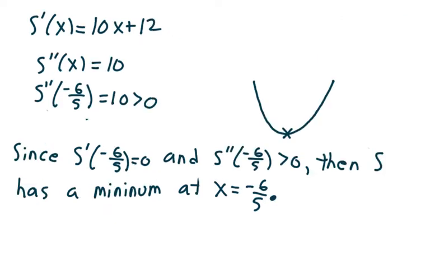And then starting with the derivative, I'm going to take the second derivative. I get 10. And I'm going to plug negative 6/5 into the second derivative, and it's still 10, which is positive. And that's telling me the function is concave up, like so. And that tells me there's a minimum there. And so since s prime of negative 6/5 is equal to 0, and s double prime of negative 6/5 is greater than 0, then s has a minimum at x equal negative 6/5.